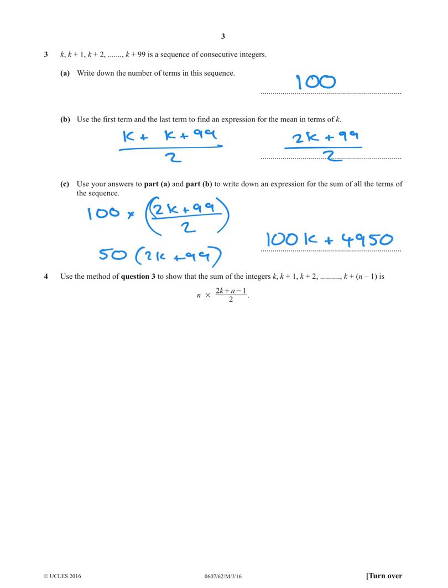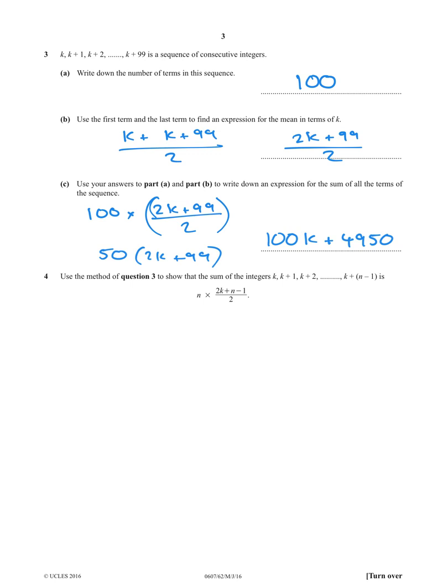Okay, moving on, question 4. Use the method of question 3 to show that the sum of the integers k plus 1 up to the final value, which is now no longer 99 but n minus 1, and that's what we said, it was the number of terms minus 1. That's why this was 100 minus 1 to give us the 99. Right, so we're going to have to use exactly the same process, but instead of my k plus 99, I've now got k plus n minus 1.